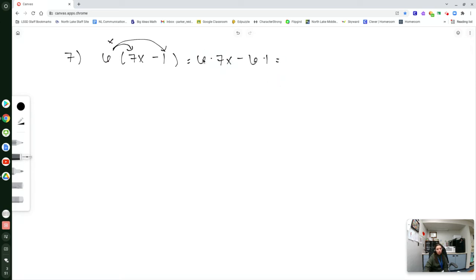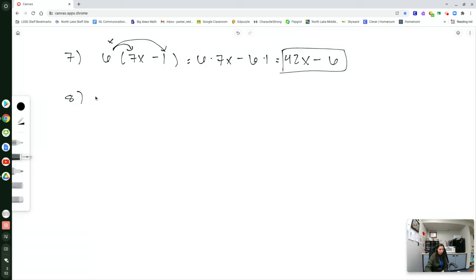6 times 7x, well, 6 times 7 is 42. So 6 times 7x is 42x. And then 6 times 1 is 6. So I end up with 42x minus 6.